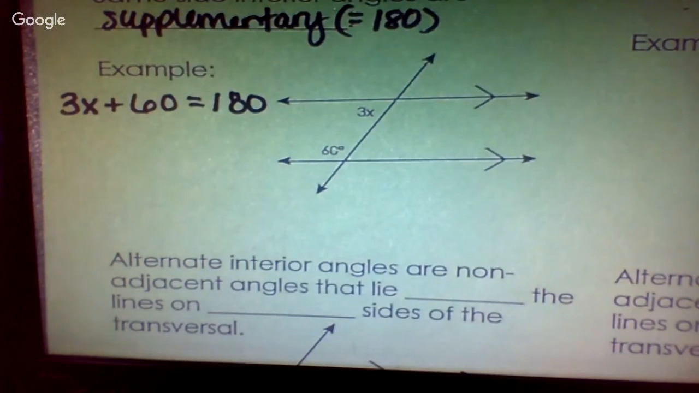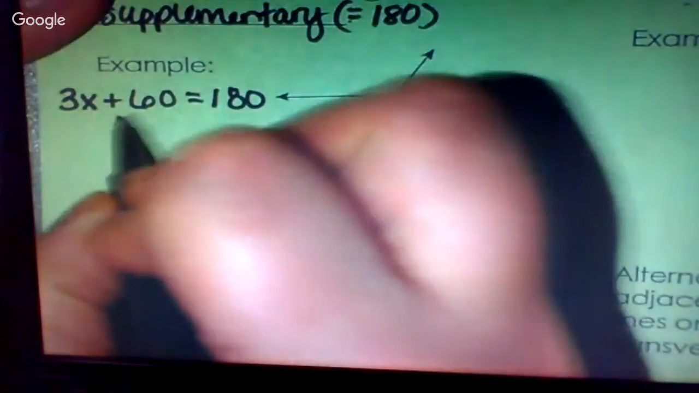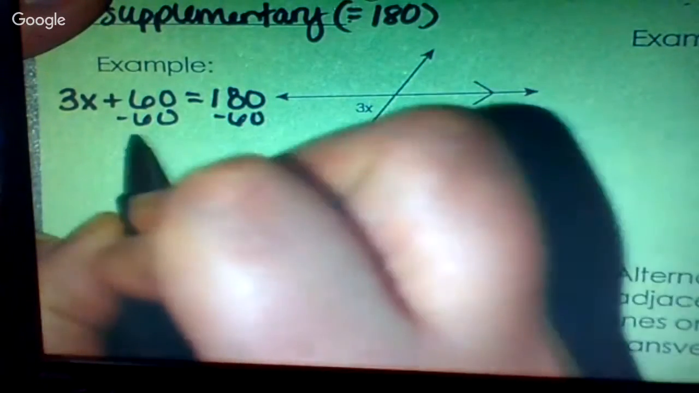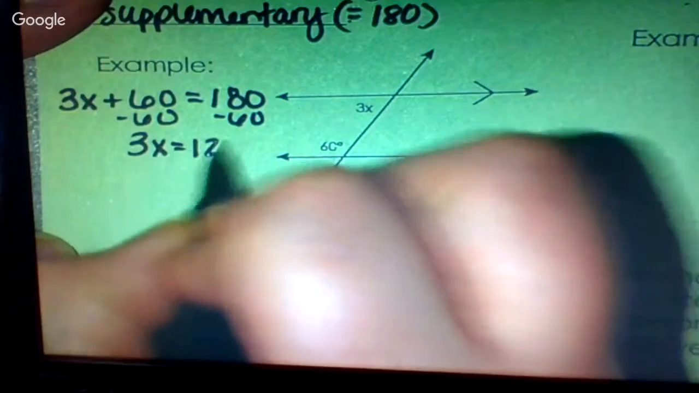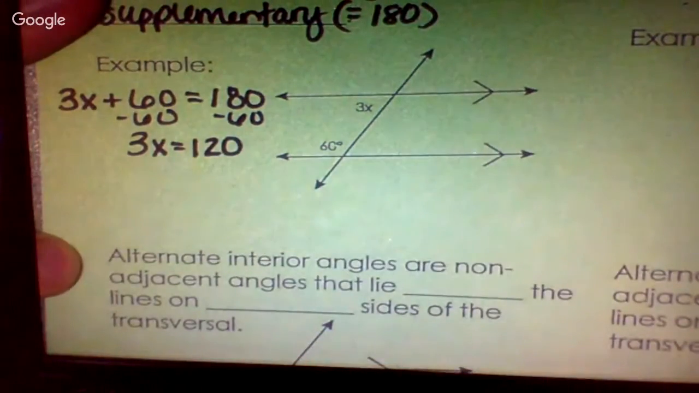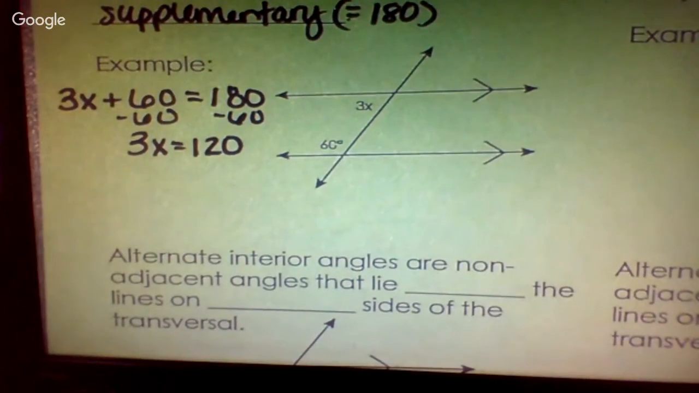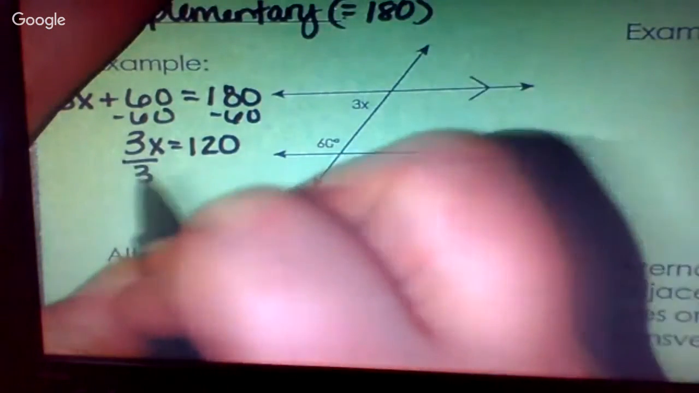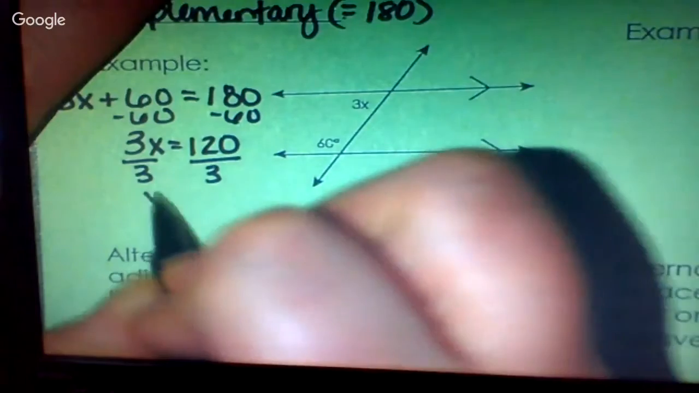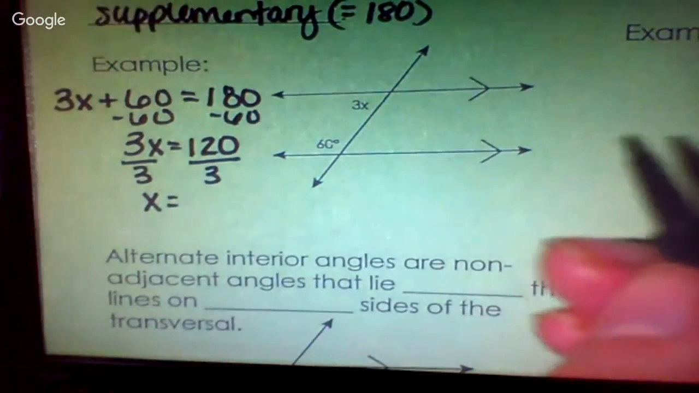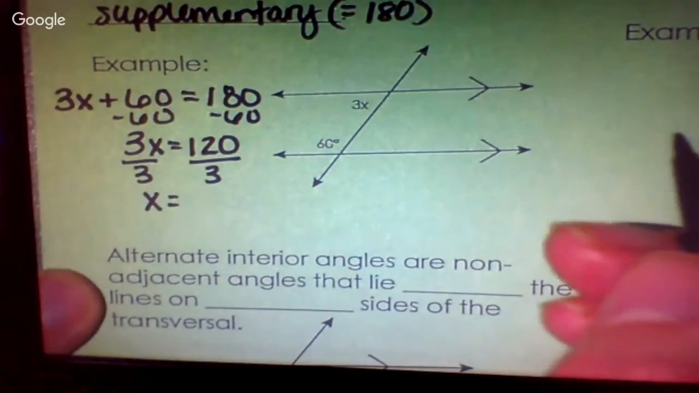Okay. So what's my first step if you have your equation written like this? Subtract this 60. Subtract this 60 and you get 120. Fantastic. Josue, if I have 3x equals 120, how do I get x by itself now? Divide. Fantastic. We divide by 3. So x equals 40.